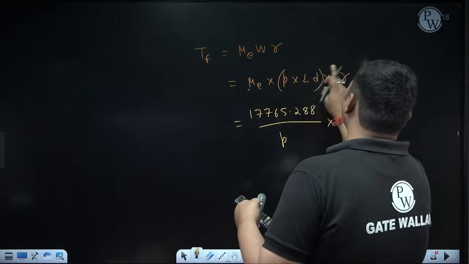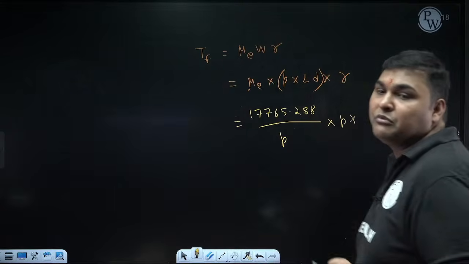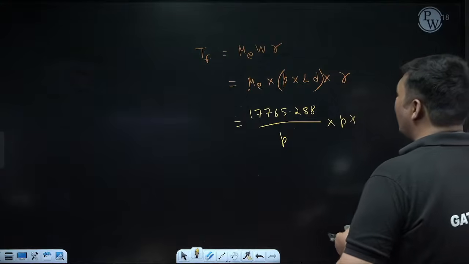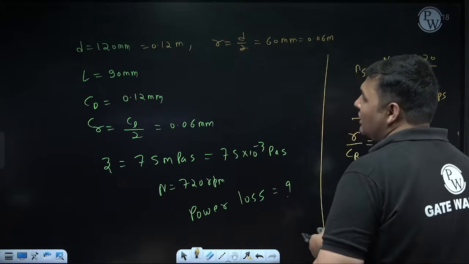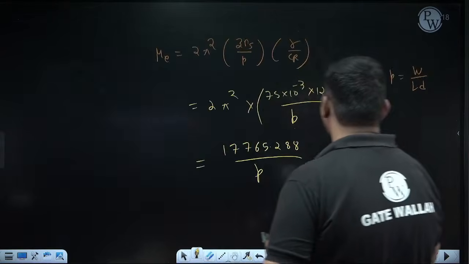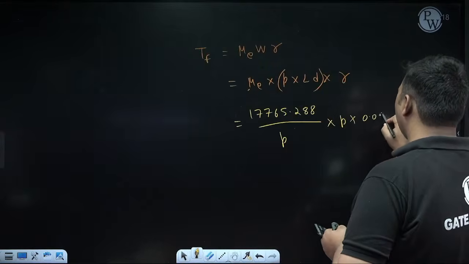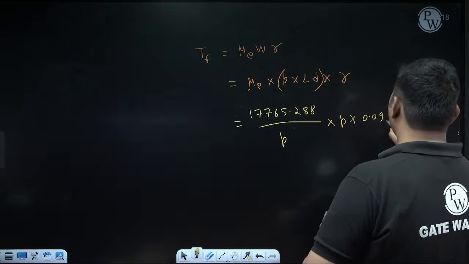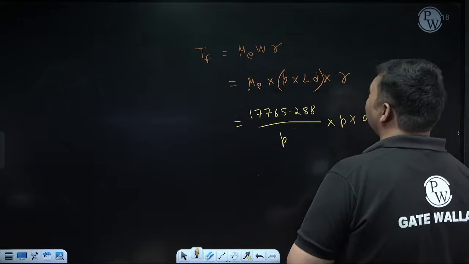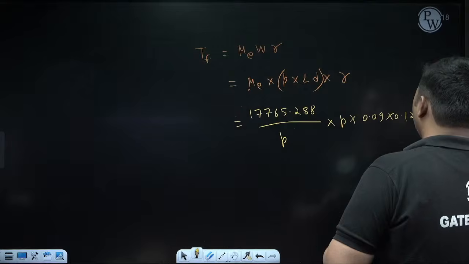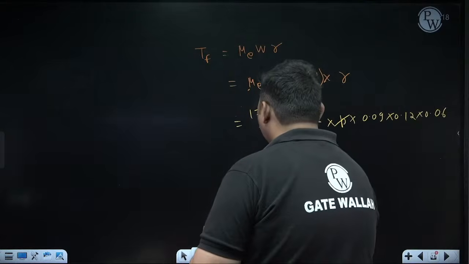Now here I will put the values in SI units, because while calculating torque loss I am using SI units. So we will get torque loss in Newton meter. So length of the bearing in meter: length of bearing in mm is 90 mm, so in meter it will be 0.09 meter. So L is 0.09. Small d is the diameter of the shaft in meter, which is 0.12 meter. Small r is the radius of the shaft in meter, which is 0.06 meter. Okay, and this P and P will get cancelled, so you will get the exact value of torque loss.